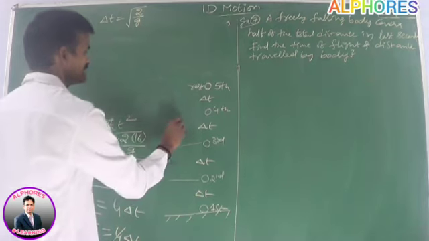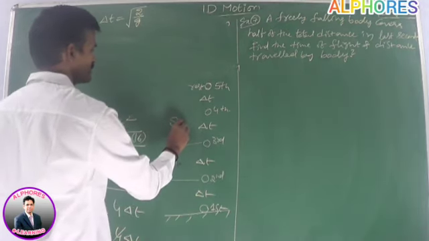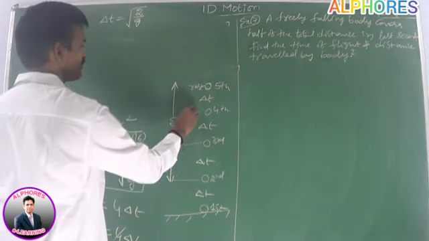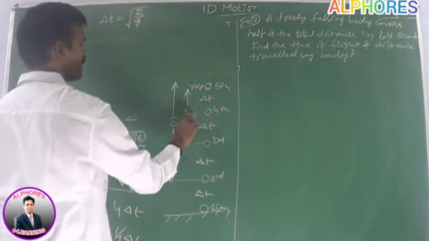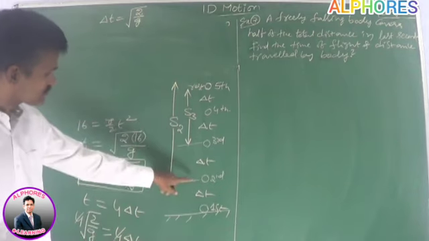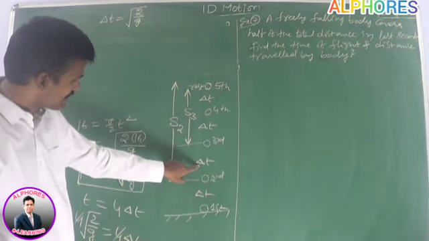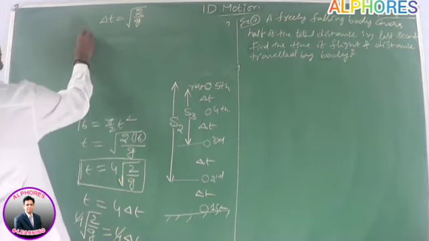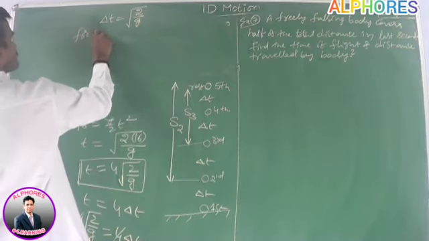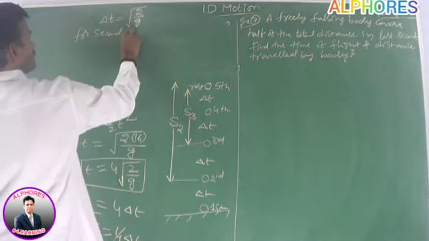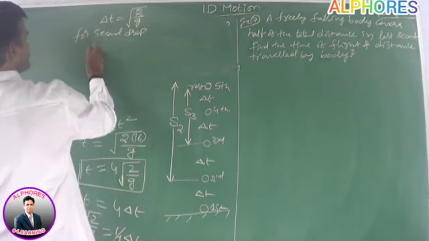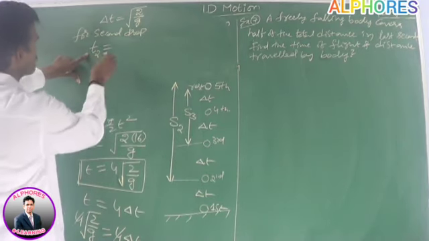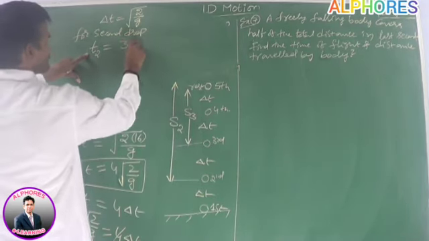Suppose the distance travelled by the second drop I am calling S2, and the distance travelled by the third drop S3. How to calculate this S2? This S2 is travelled in a time of 1 delta t, 2 delta t, 3 delta t's. So S2 is obtained for the second drop. For the second drop, I am calling this time T2, that is 3 delta t.